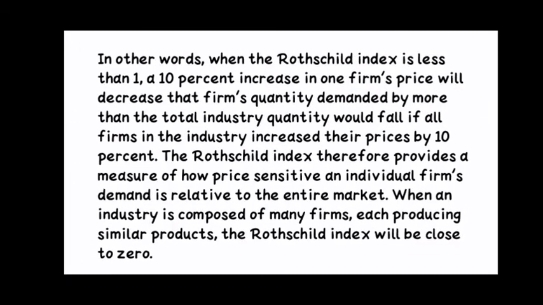In other words, when the Rothschild index is less than 1, a 10% increase in one firm's price will decrease that firm's quantity demanded by more than the total industry quantity would fall if all firms in the industry increased their prices by 10%. The Rothschild index therefore provides a measure of how price sensitive an individual firm's demand is relative to the entire market. When an industry is composed of many firms, each producing similar products, the Rothschild index will be close to 0.